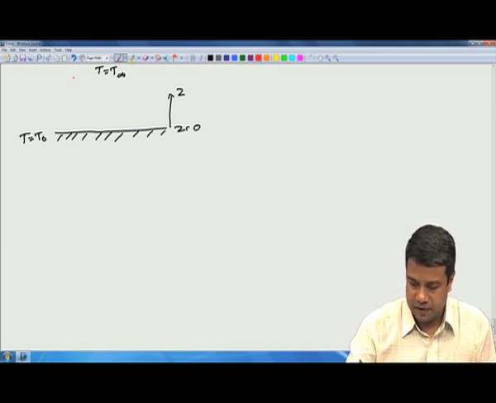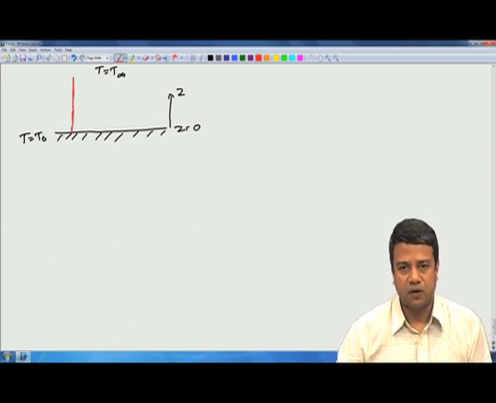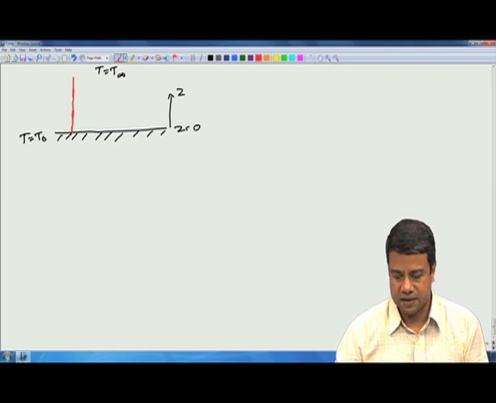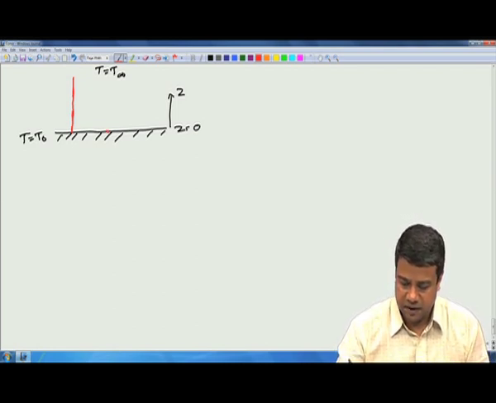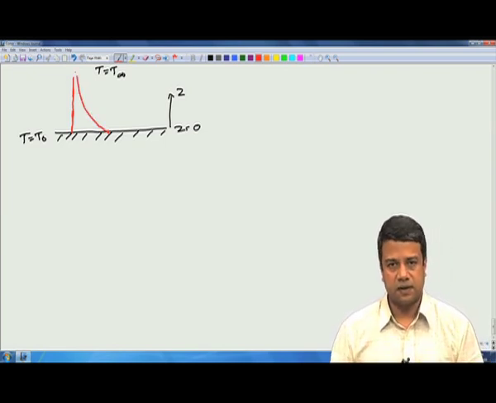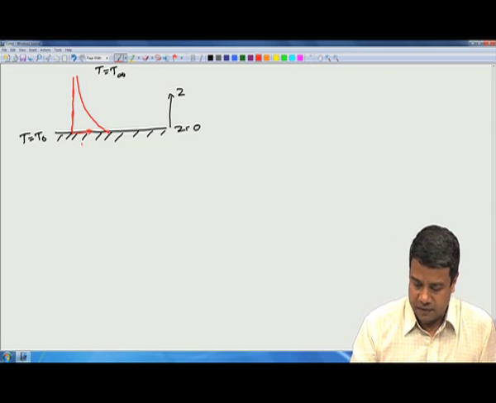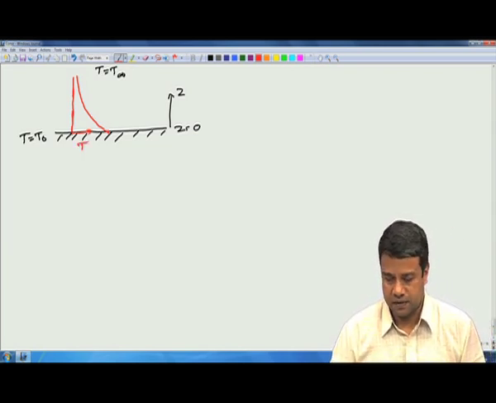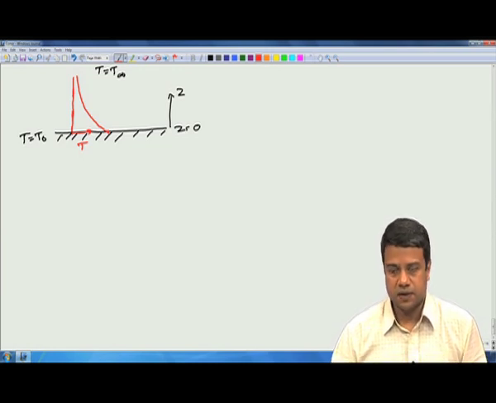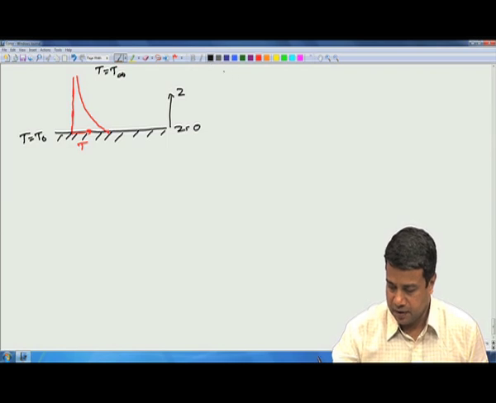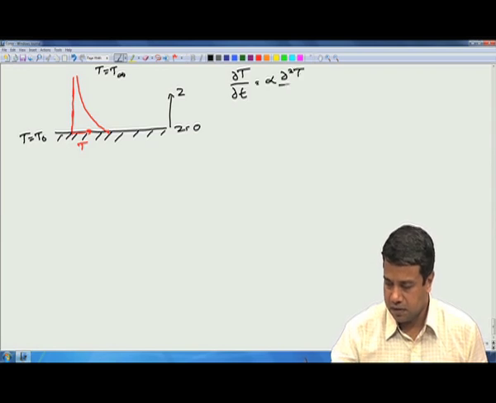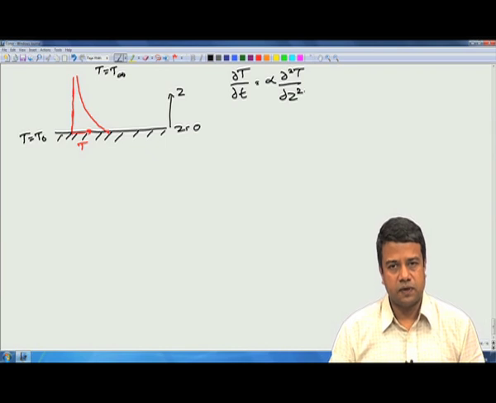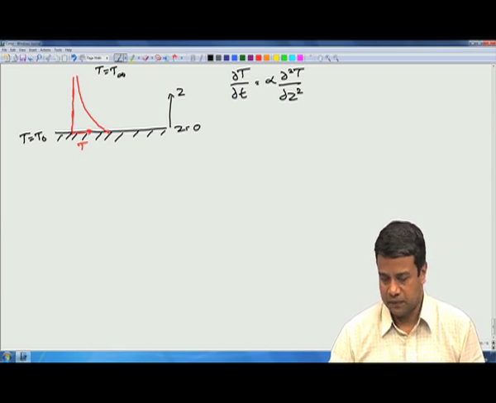If I plot the temperature field, depending upon how long time has elapsed since I have heated the bottom surface, the temperature field will decay from this value of T naught to T infinity in some manner. I plot the temperature as a function of cross stream position, perpendicular to the surface. So, my equation is, let us assume for the present that there are no sources or sinks, that the heating is entirely due to the heating of the bottom surface.